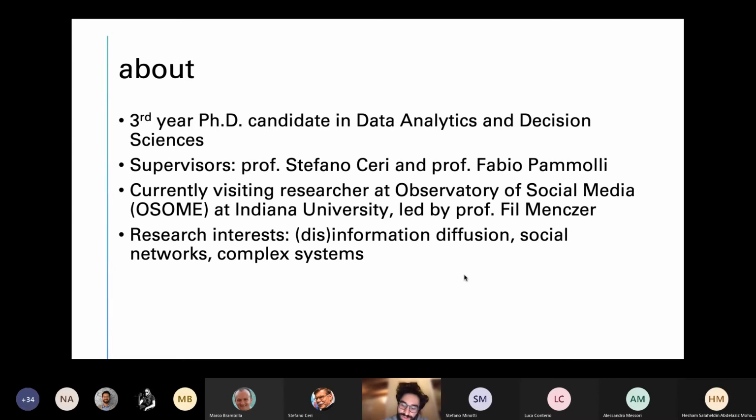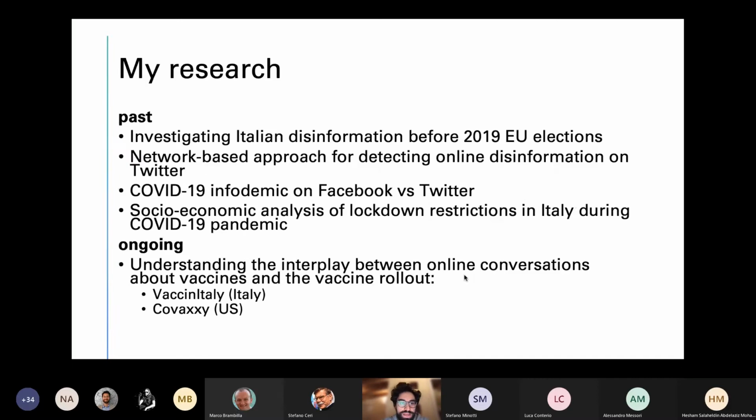And I have a background in computer engineering. So in the last few years, I've been working on disinformation spreading on online social networks mostly. I've been investigating the presence of Italian disinformation on Twitter before the European Parliament elections of a few years ago. And I've been working also on a network-based approach, so a hybrid methodology including network science and machine learning to detect online disinformation spreading on Twitter by only looking at the way this information is shared compared to more traditional and mainstream news.